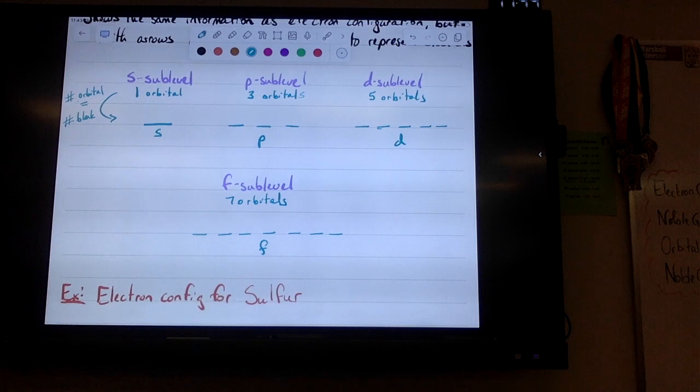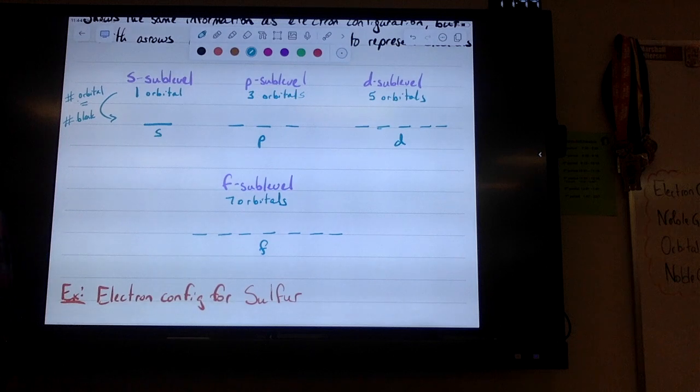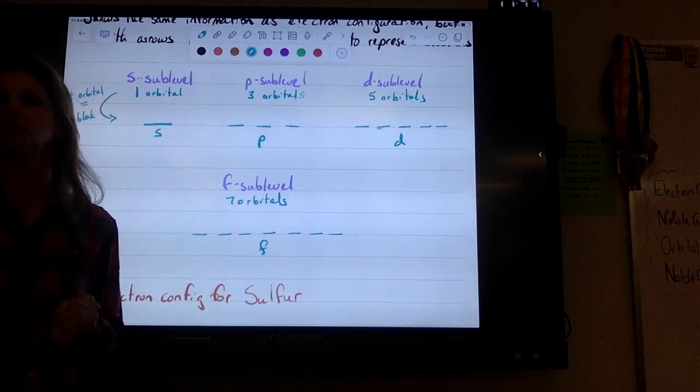How did I know how many blanks to draw under each of these? Yeah, but how do I know the number of orbitals? I mean, I know it because I'm incredibly smart and well educated. But how could you people know how many orbitals are in each of these? What's the easiest way to remember how many orbitals each sublevel has? How many pieces each sublevel has? By the total electrons that can fit in each, right?